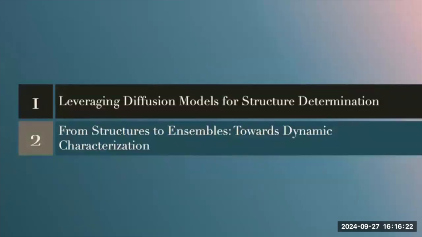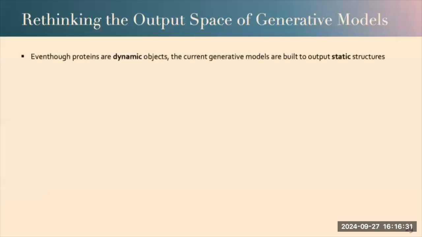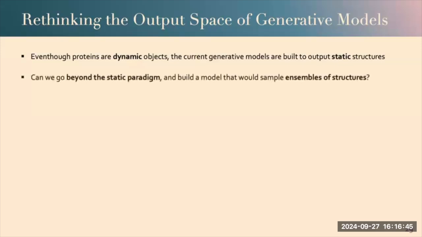And I'll quickly end with the second part, which is again more hypothetical and more about questions. Looking ahead, one next step for those generative models is to go into the dynamic domain. We know that proteins are dynamic objects, however, the current generative models are built to output static structures. So the question is, can we go beyond this paradigm and build generative models that would output ensembles of structures? And if we ask this question, we open a lot more questions.